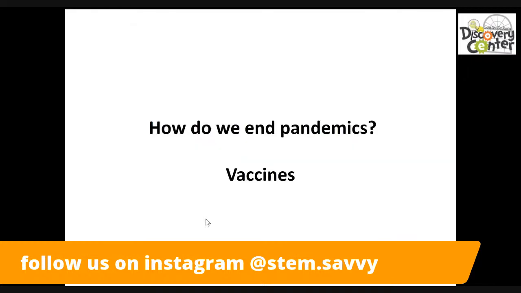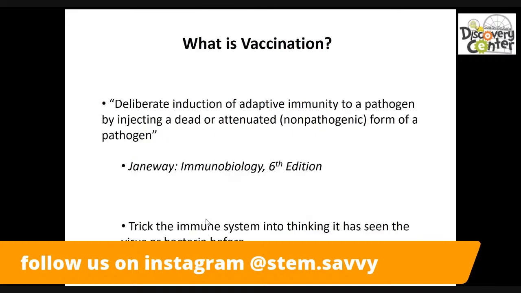So now that we know a little bit about pandemics, how do we end them? One of the ways to end a pandemic and to return to our normal life would be the development and advancement of vaccines. So what is a vaccine? If you look in a textbook, you'll see a definition something like this: deliberate induction of adaptive immunity to a pathogen by injecting a dead or attenuated form of a pathogen. A lot of big words that basically mean we're trying to trick the immune system into thinking it has seen the virus or bacteria before.